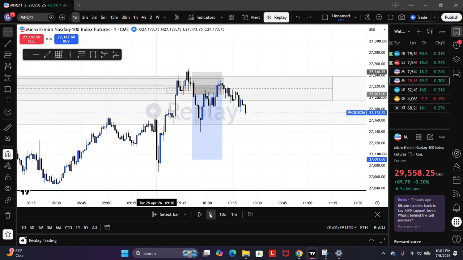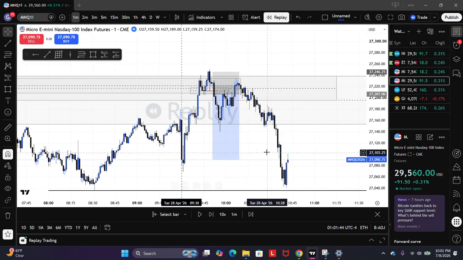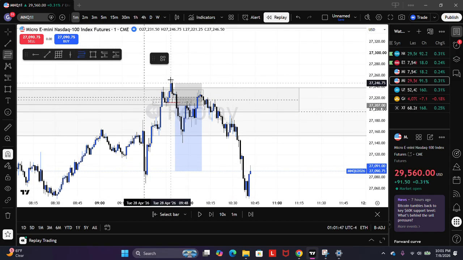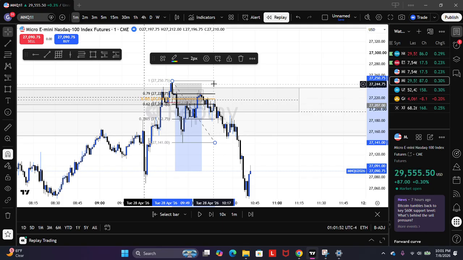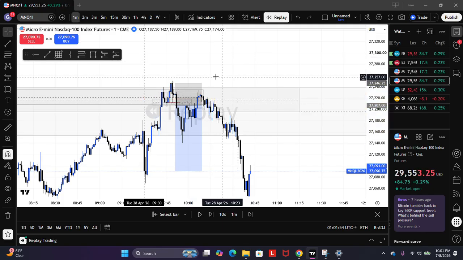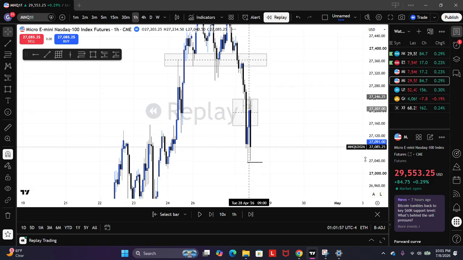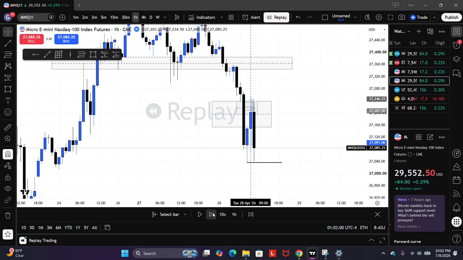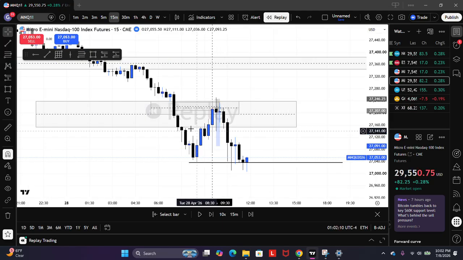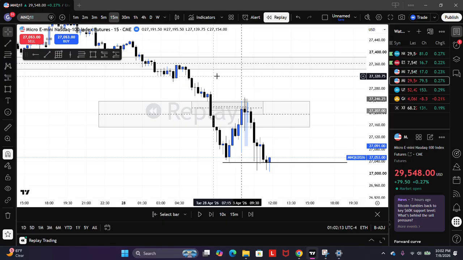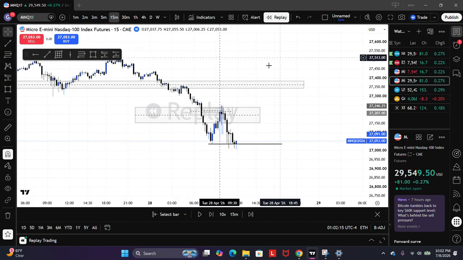Okay. Going. Bam. Just like that. Just to show you. Yep. Retraced all the way, even higher than that. But yeah, this is a great example of both an hourly sweep of liquidity, or a retracement into an hourly fair value gap, and aligning a 15-minute untouched fair value gap within an hourly fair value gap.